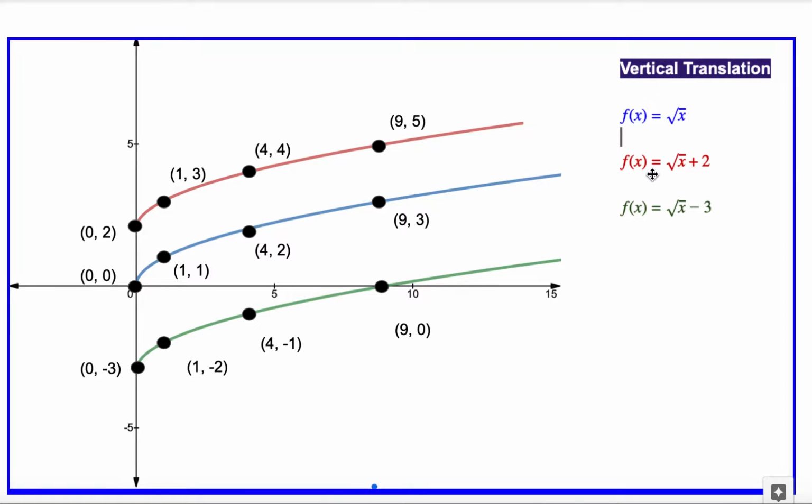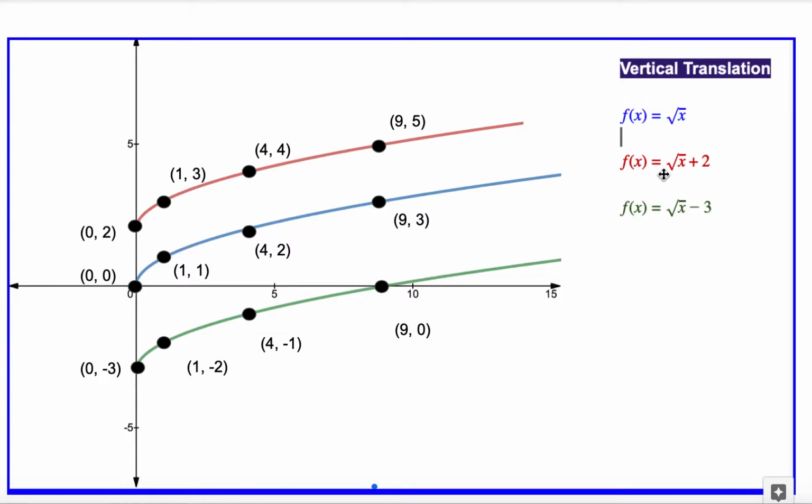And f of x equals square root of x plus 2 is similar to the parent function, but the only difference is here is a plus 2, so the k is plus 2. What's happening with this function is that it is going to shift the graph of the function 2 units up, because here is plus 2. So the graph is going to translate vertically 2 units up, and all the points in the graph are going to translate vertically 2 units.